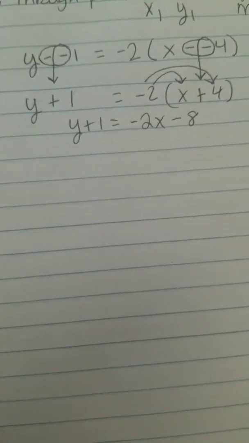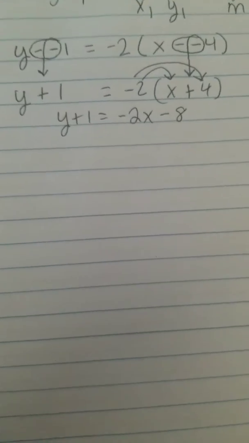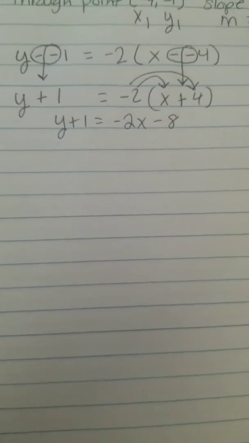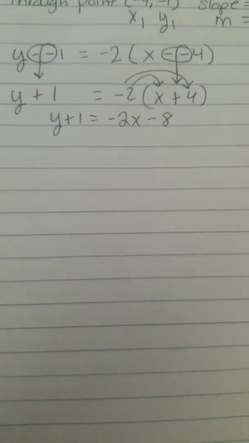So we have y plus 1 equals -2 times x is -2x. -2 times +4 is -8. So now I need my y to be isolated by itself, because that's how we're going to write an equation. y equals something x and a constant and a coefficient.